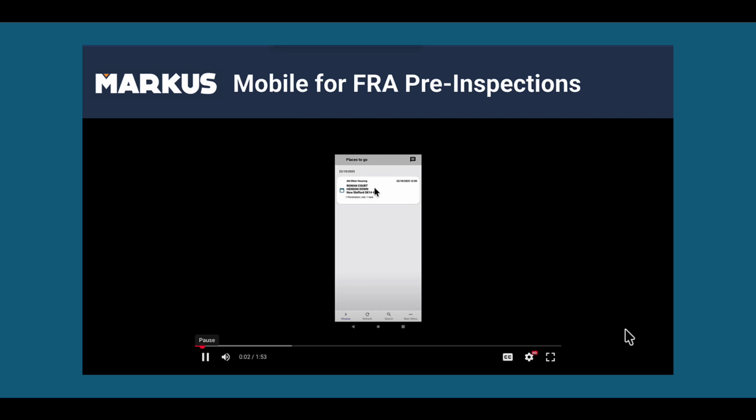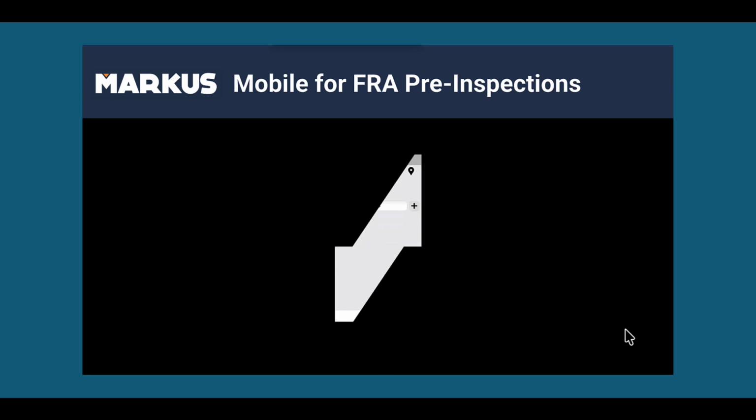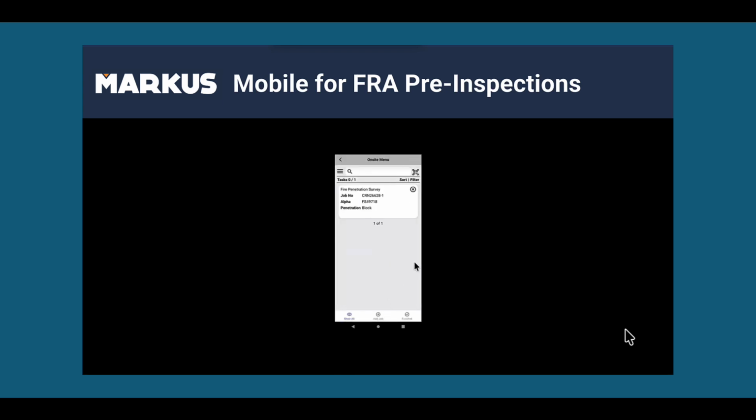So using our app to do the pre-inspection looks a little like this. So you can see we've got our job with one task for a site. That's because at the moment we're going out to do a survey. We haven't surveyed it yet. So we're going to a block. So we accept our job as normal, travel to site, do our risk assessments, and arrive on the on-site menu, which as you can see is a fire penetration survey against a block.